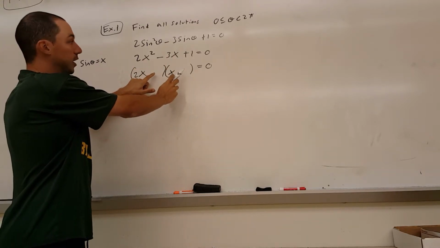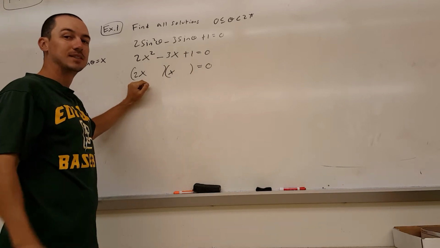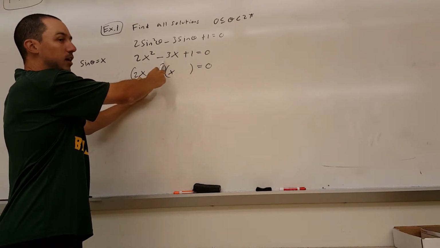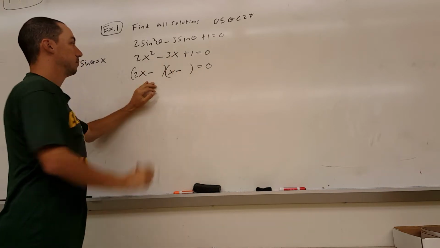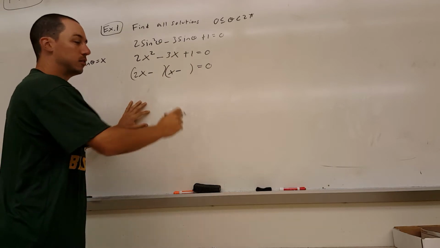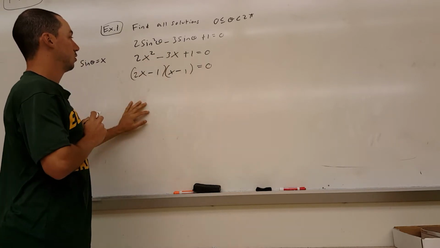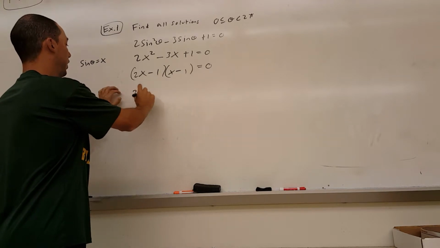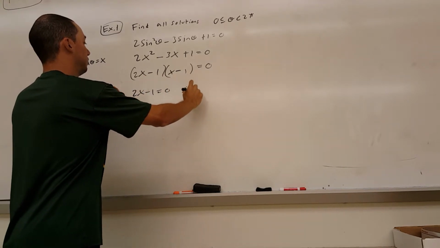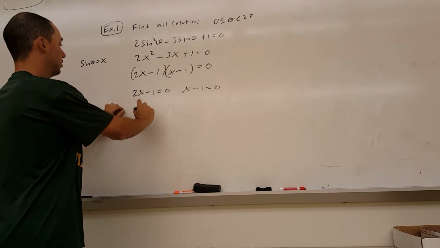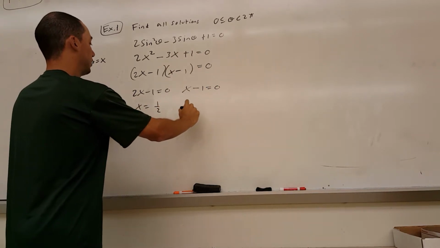Two numbers multiplied must be positive 1. They must both be the same sign. They're both positive or they're both negative. They add to negative 3, so they're both negative. Okay, well, these two numbers multiplied by 1 don't really have a whole lot of choices here. How about 1 and 1? Good. So, I have 2x minus 1 equals 0 and x minus 1 equals 0, which means x is equal to 1/2 and x is equal to 1.